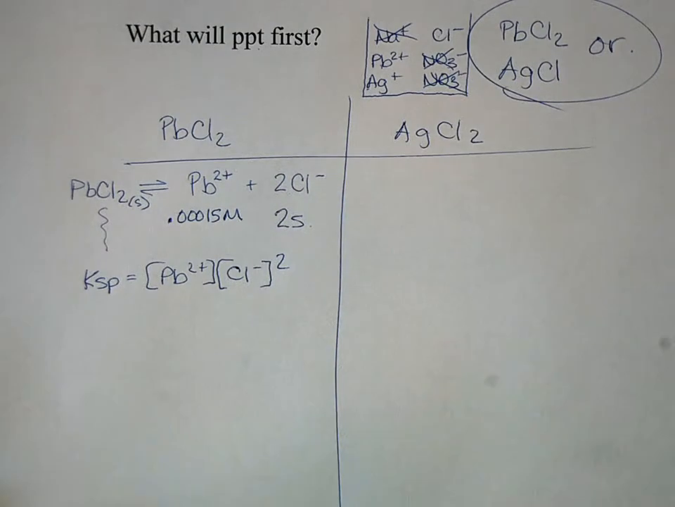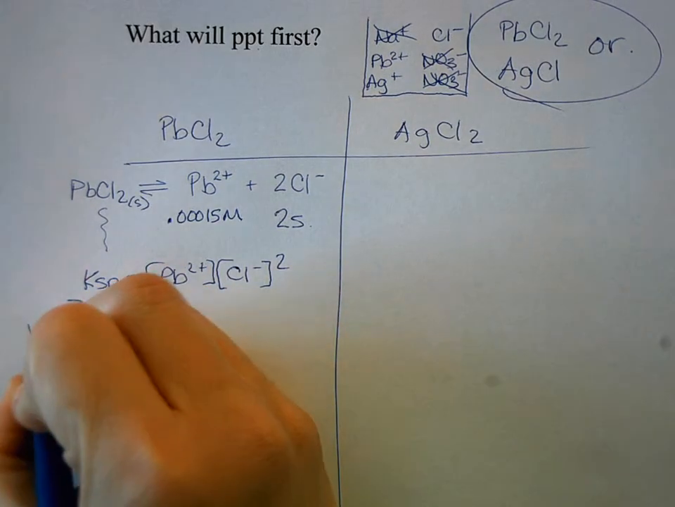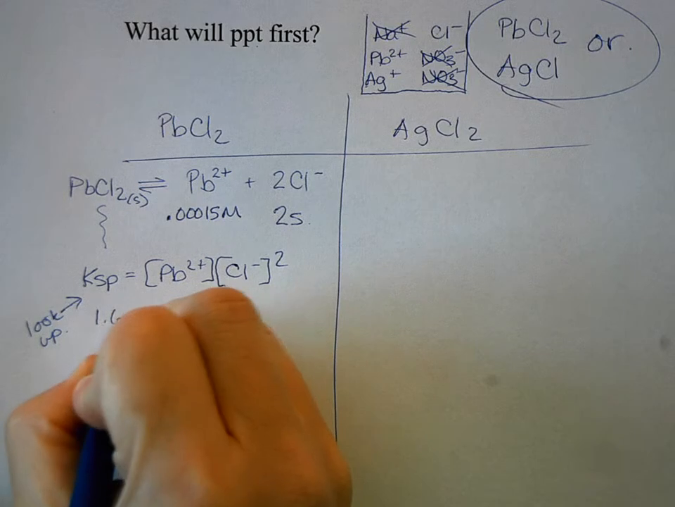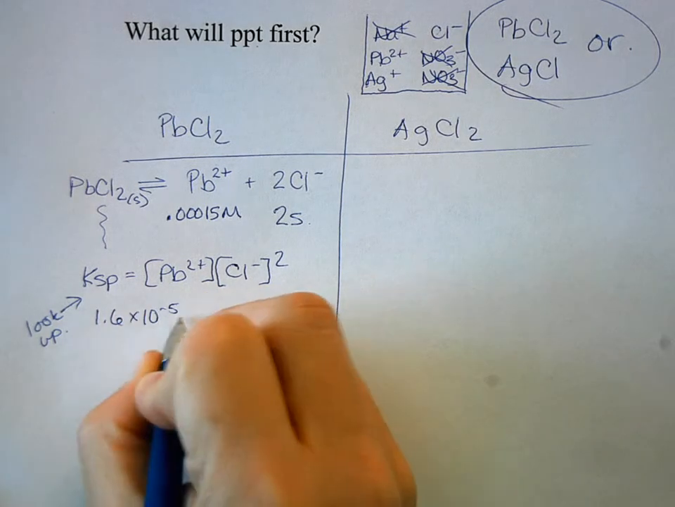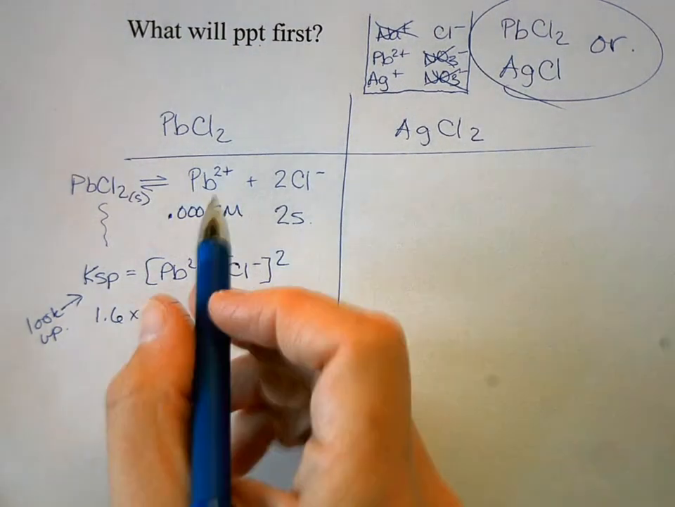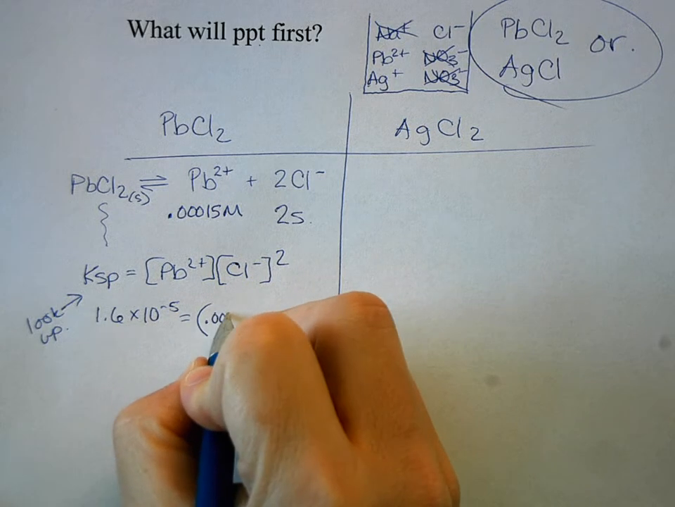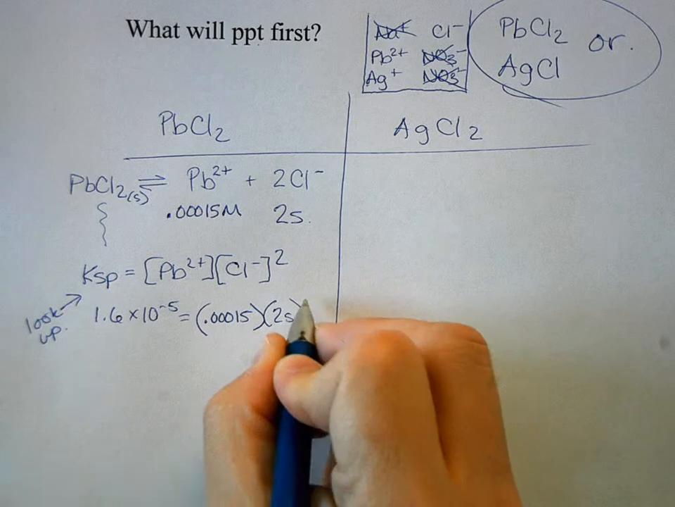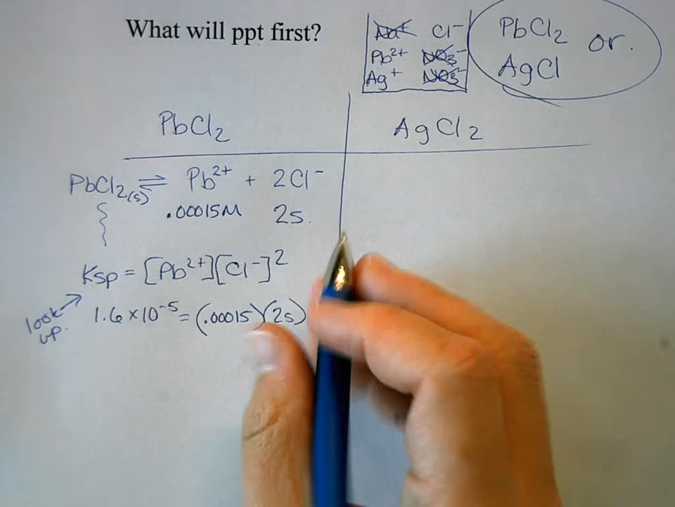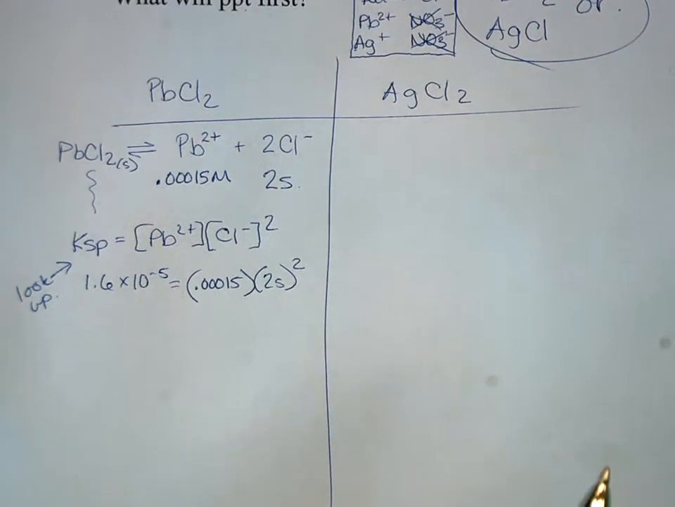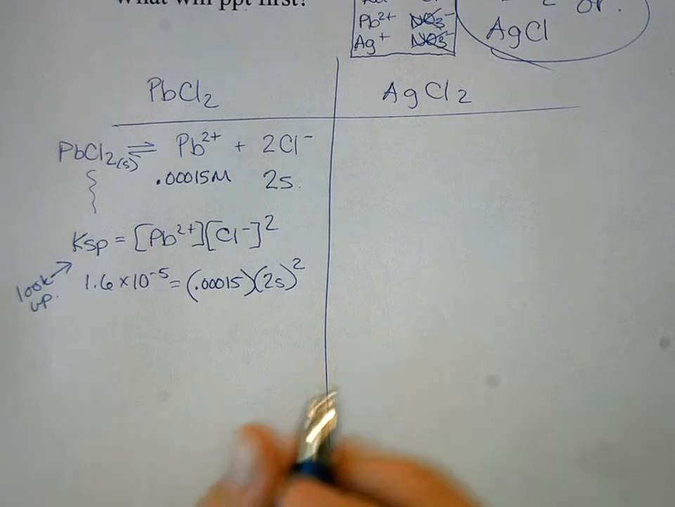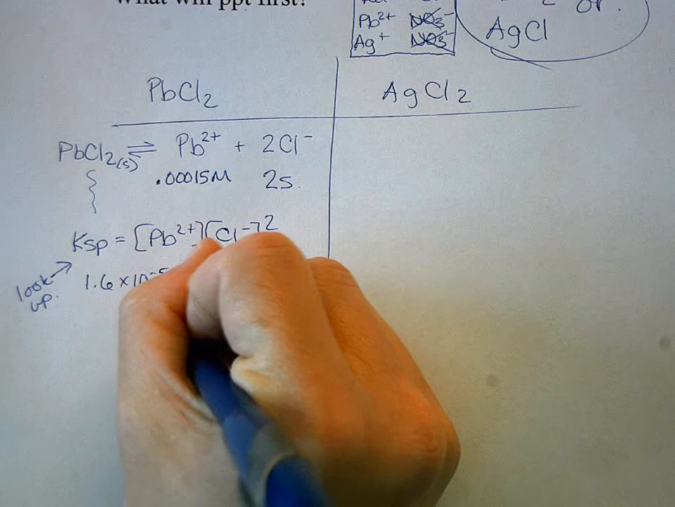The KSP value I would look up, or it would be given for lead 2 chloride, and that is 1.6 times 10 to the negative 5. That is equal to my concentration of lead ions, 0.00015, times the chloride ions 2S, and that gets squared. So I want to solve for S here, and S is going to give me 0.163 molar.